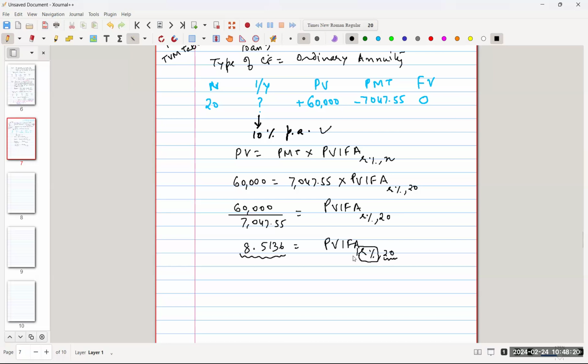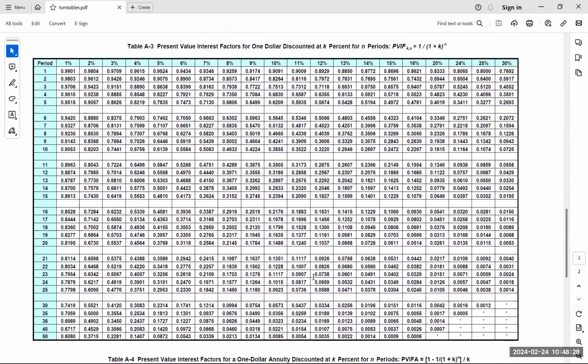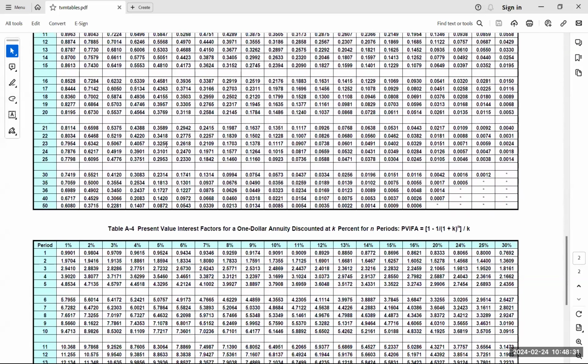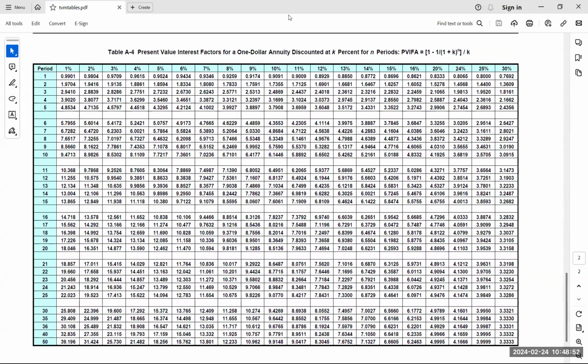So let's go to the table and see. Present value interest factor of an annuity of $1. So this is that table. Let me pull up the annotation tool so that everyone can see. So what was the factor that we obtained? We obtained 8.5136. And let's put the whole table up, right? So we know 20 time periods. So we are interested in this row.